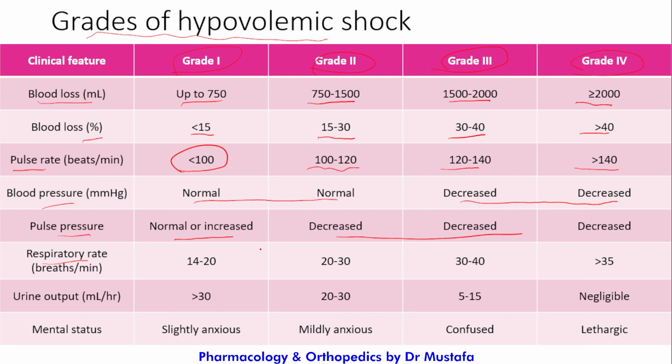The respiratory rate is in grade 1 from 14 to 20, grade 2 from 20 to 30, grade 3 from 30 to 40, and in grade 4 is more than 35. The urine output in grade 1 is more than 30 milliliters per hour, in grade 2 is 20 to 30, in grade 3 55 to 15, and in grade 4 is negligible. And the mental status, in grade 1 the patient is slightly anxious, in grade 2 mildly anxious, in grade 3 the patient is confused, and in grade 4 the patient is lethargic.